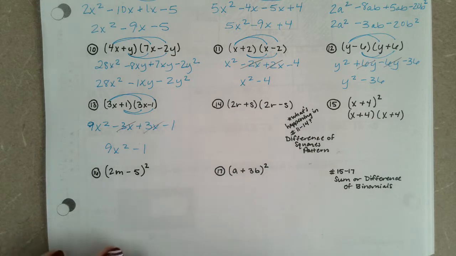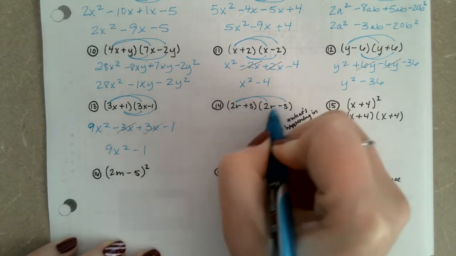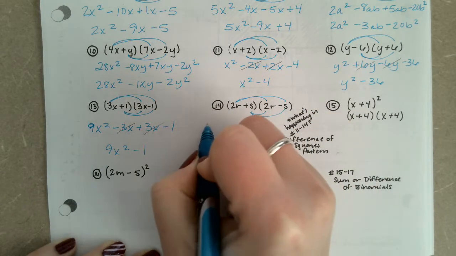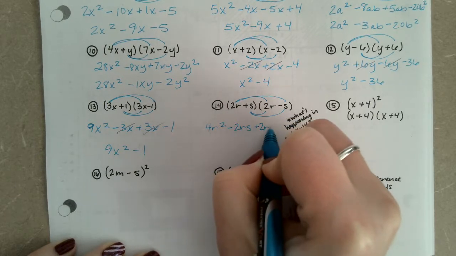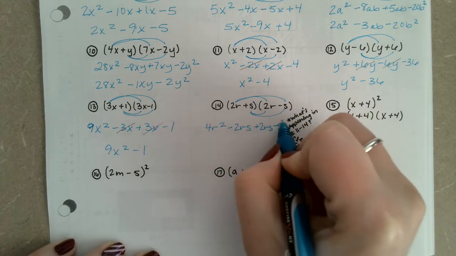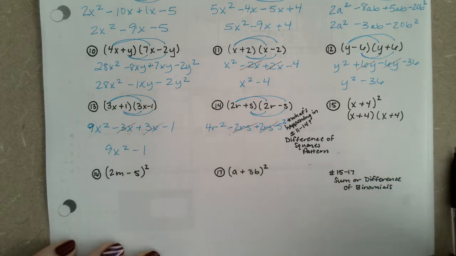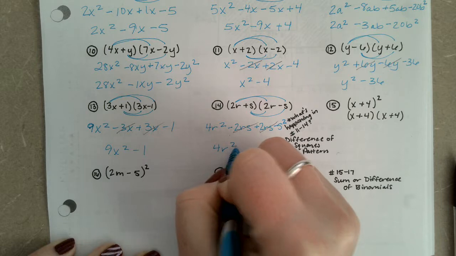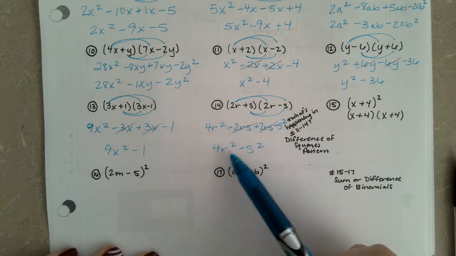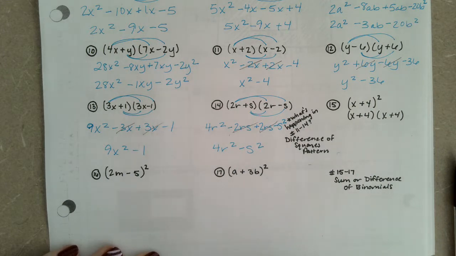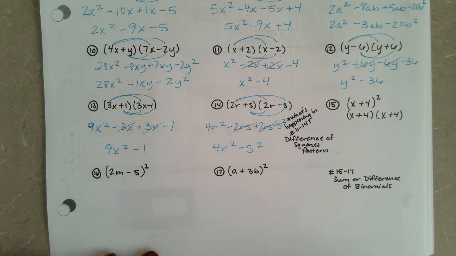In number 14, we've got more variables, but still the same pattern that's going to pop up. So we get 4r squared minus 2rs plus 2rs minus s squared. And then our middle terms cancel again, and we are left with 4r squared minus s squared. And again, notice that if I square 2r, I get this. If I square s, I get that. Difference of squares pattern.